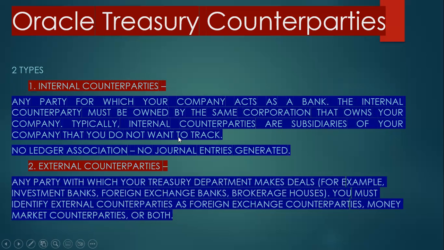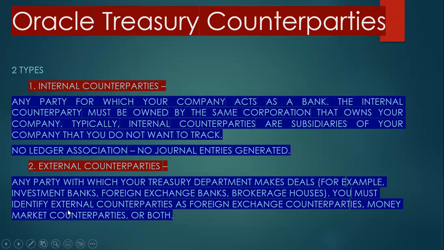It means you don't need to track the operations of those subsidiaries. Therefore, there is no ledger association, no creation or maintaining of a ledger, and no journal entries will be generated under these internal counterparties. That's just by the way. But our key point is the second type, which is external counterparties. External counterparties is any party with which your treasury department makes deals, for example investment banks, foreign exchange banks, brokerage houses, and so on.